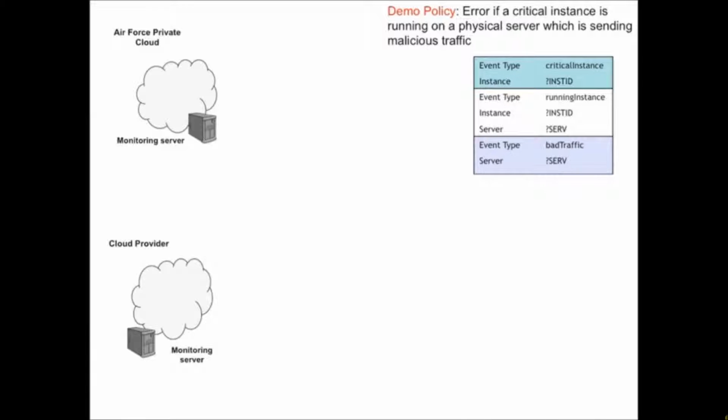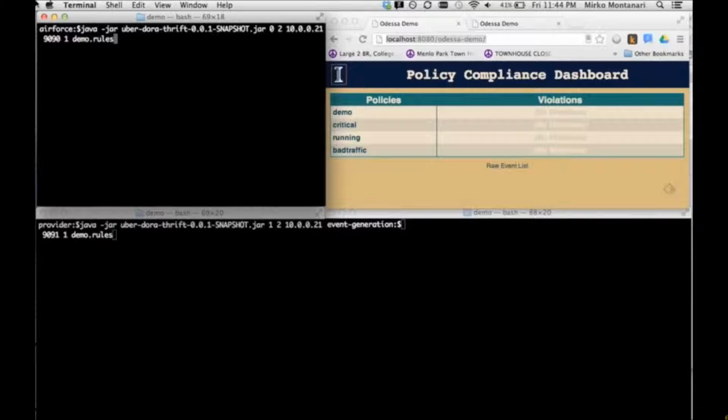We define such a requirement as a policy. We have a problem if an instance is critical for the mission and it is running on a specific physical server, and the specified physical server is sending malicious traffic.